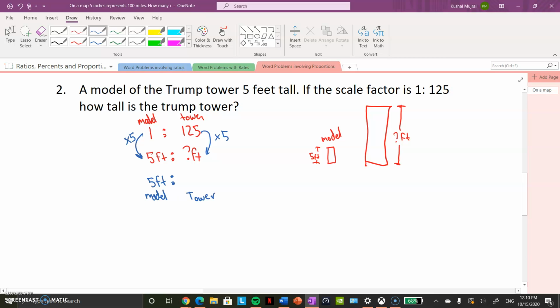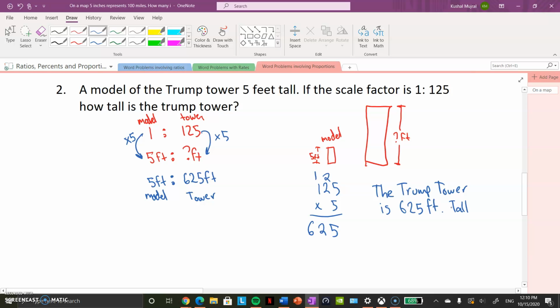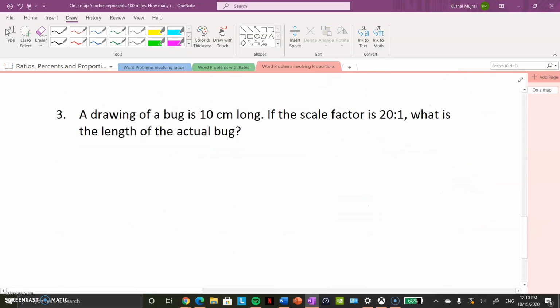is 5 times 125. So we take 125, we multiply it by 5, and it's 625. So it's 625 feet is how tall the tower is. So your word answer would be the Trump Tower is 625 feet tall. Okay. Let's take a look at this last question.